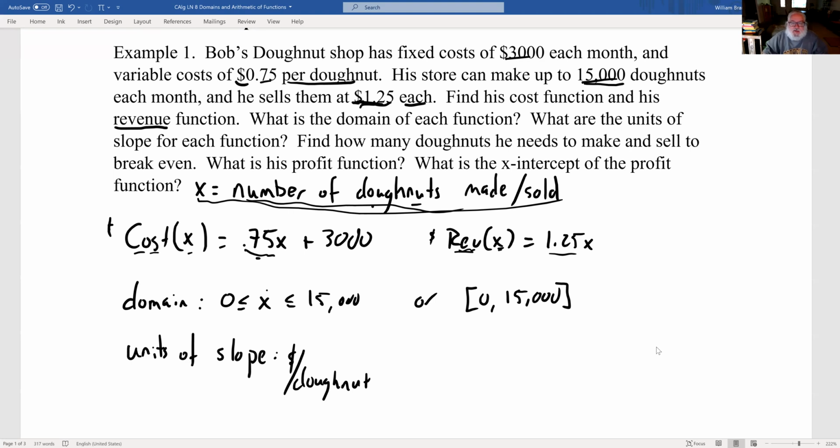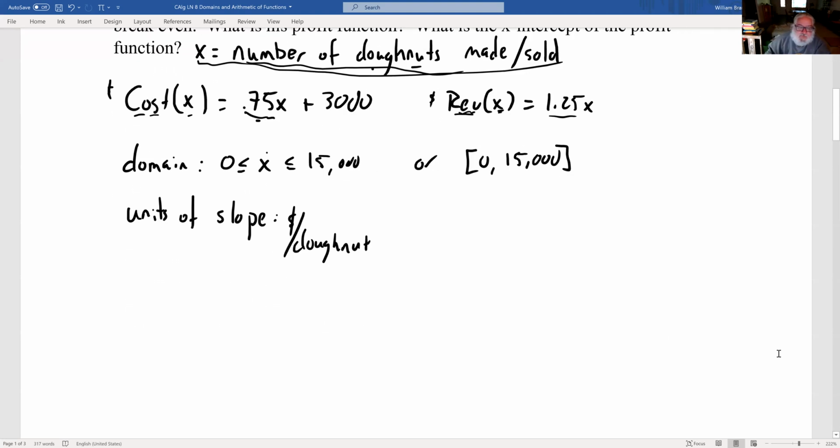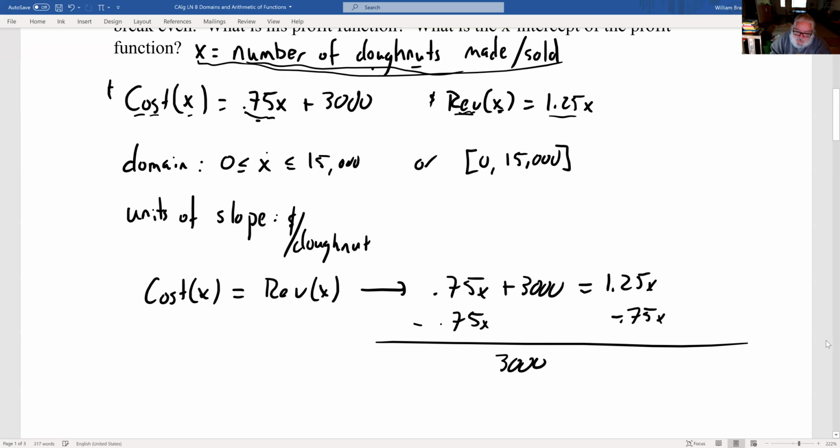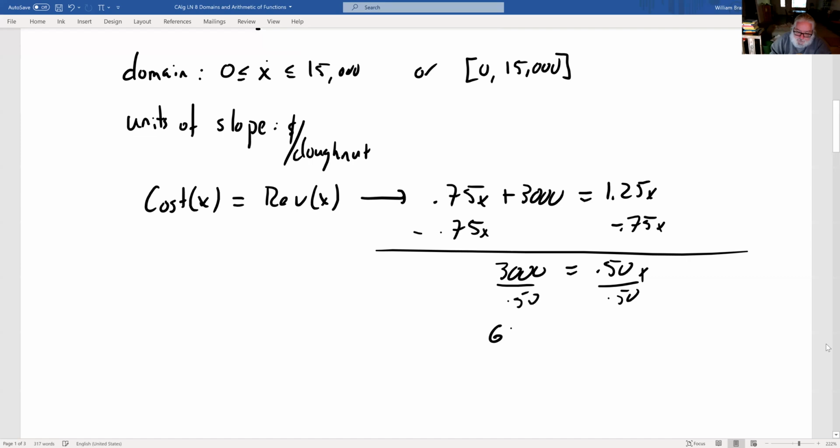Breaking even, how many donuts does he need to make and sell to break even? So remember that breaking even is when your cost function equals your revenue function. That's when 0.75x plus 3,000 equals 1.25x. Subtracting off 0.75x from both sides gives me 3,000 equals 0.50x, divide both sides by 0.50, and you get 6,000 equals x. So to break even, to have cost equal to revenue, he has to make 6,000 donuts.